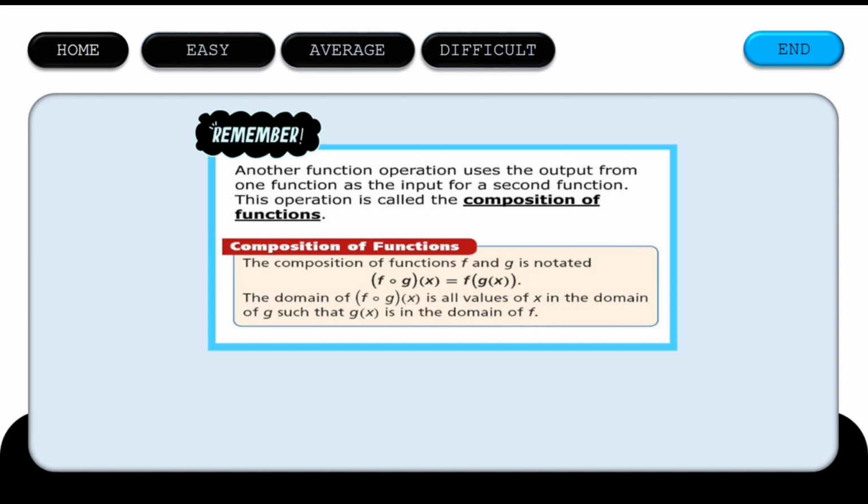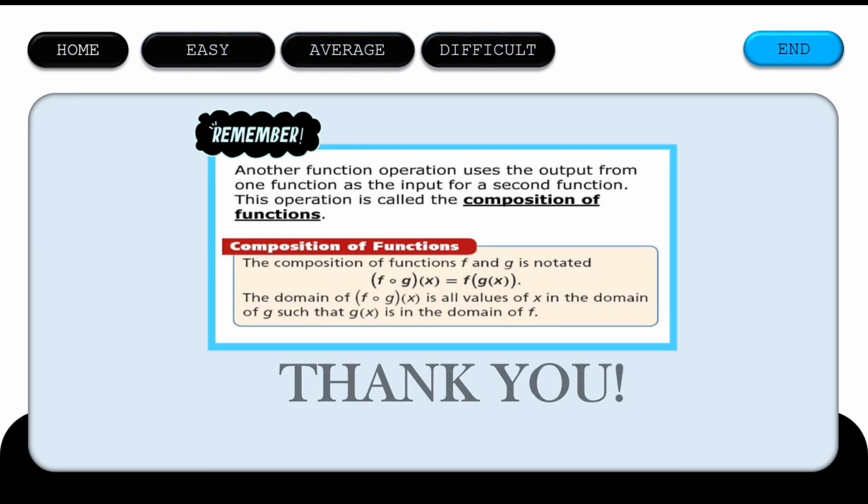These operations are fundamental to many areas of mathematics, including calculus, algebra, and analysis, and are also used in other fields such as physics, engineering, and computer science. So that's all. Thank you for listening.